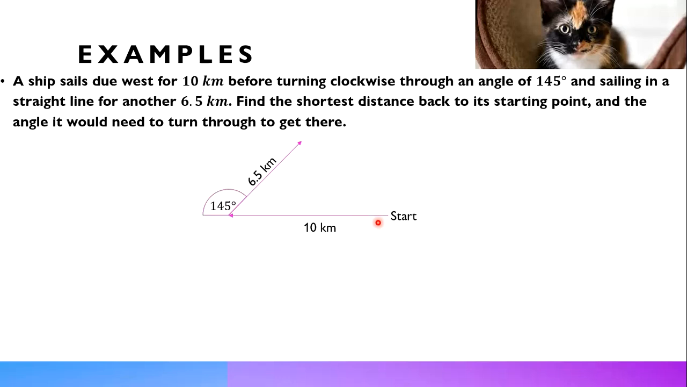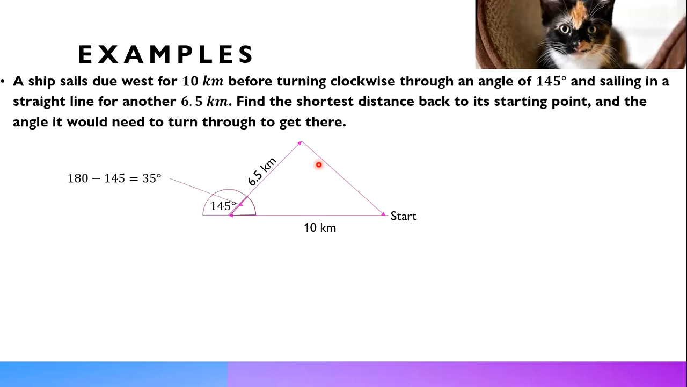So this is the information we are given to start with. It starts here and it goes 10 kilometres due west. It then turns 145 degrees and travels 6.5 kilometres this way. We want to find this angle, because that will be the angle it's turned through to get there, if it's turning the shortest way. So that's the length we need to find.